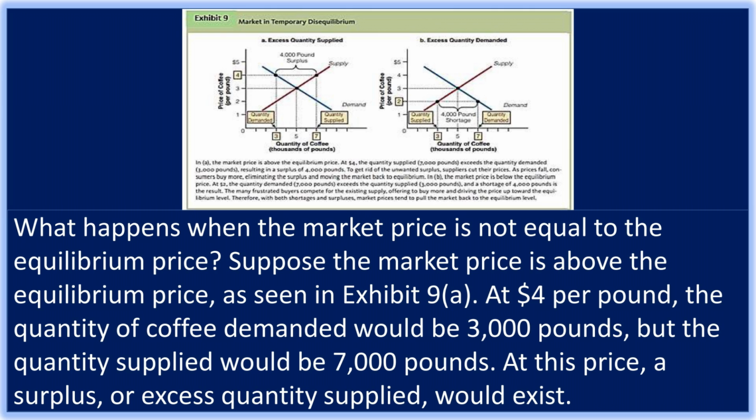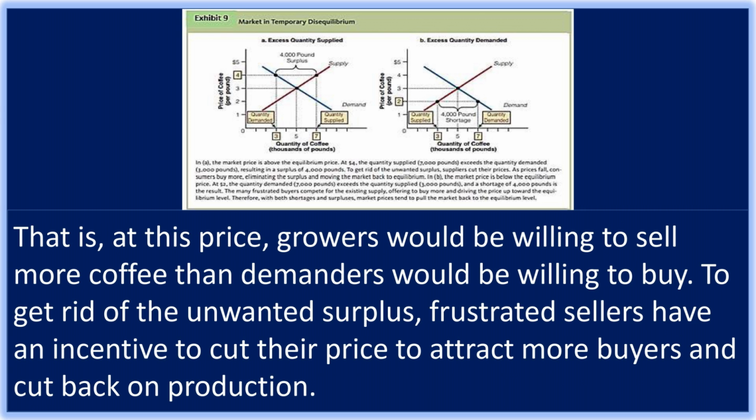As shown in Exhibit 9, what happens if the market price and equilibrium price are not equal? Assuming that the market price is higher than the equilibrium price at $4 per pound, the quantity of coffee demanded would be 3,000 pounds. However, the quantity supplied would be 7,000 pounds. At this price, a surplus, or excess quantity supplied, would exist. Growers would be willing to sell more coffee than demanders would be willing to buy.